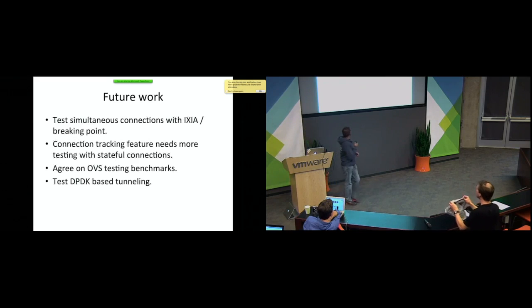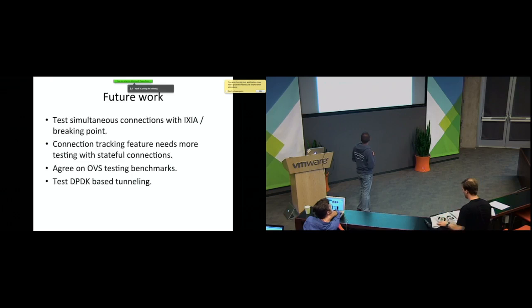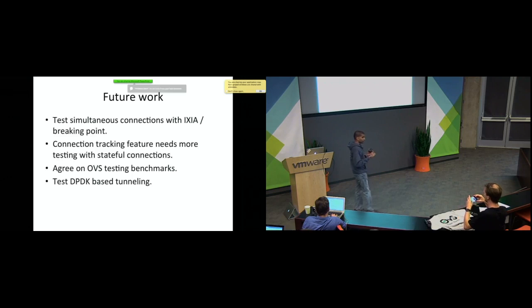So future work: test simultaneous connections with XCI and the breaking point. The connection tracking feature and also NAT need more testing. Then agreeing on OVS testing benchmarks, because right now it's not clear; everybody tests things in different ways, and when you compare results, it's very hard to know what the results mean. So it would be nice to have some benchmarks so we know exactly what we are testing. And test DPDK based tunneling. That's on my to-do list, but I did not get a chance to do it.